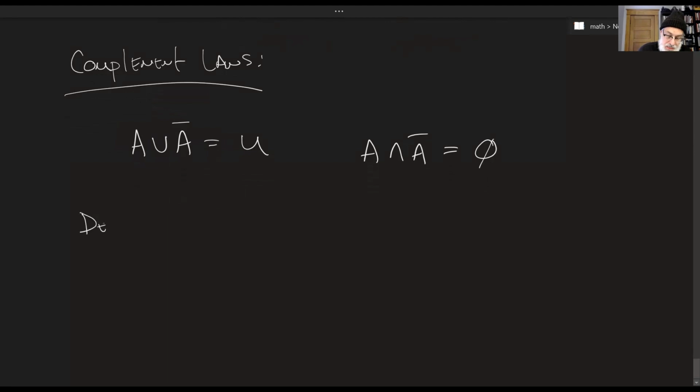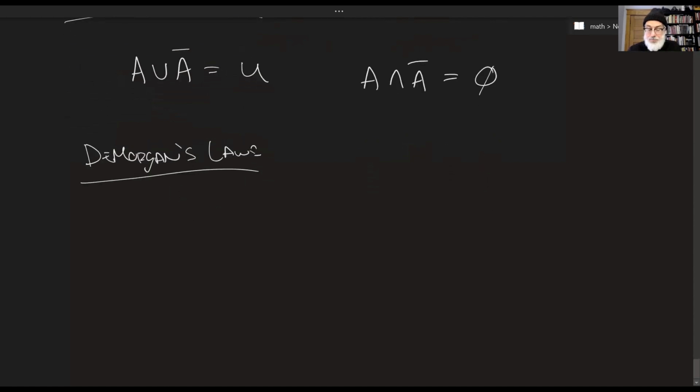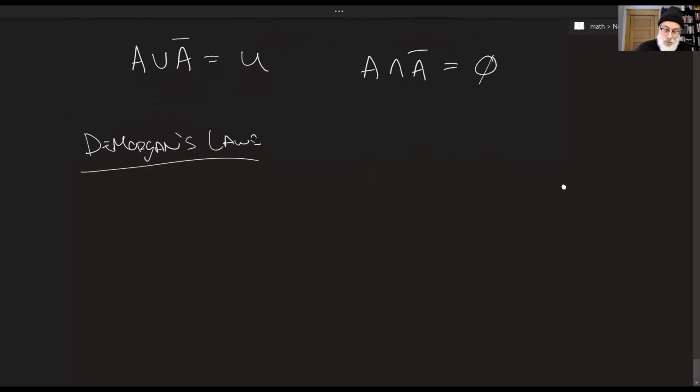Lastly, and perhaps most importantly, if you study symbolic logic, there's something called DeMorgan's laws. There's also DeMorgan's laws of sets. We're going to talk about these briefly. And again, if you want to see something more thorough, let me know in the comments. I'll be willing to prove these. This would be a much longer video if that were the case here.